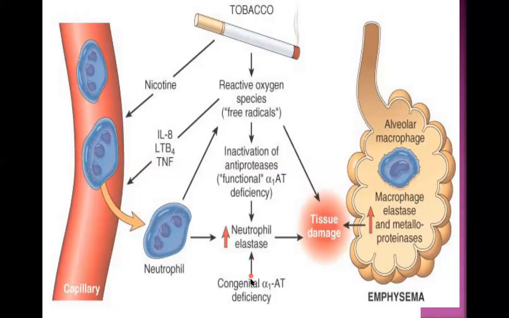On top of this, if the patient is congenitally deficient in alpha-1 antitrypsin, they are more vulnerable to the damage by this proteolytic enzyme. So all of these combine together and severely destroy the alveolar septa, leading to emphysema. So this is how you understand the pathogenesis.